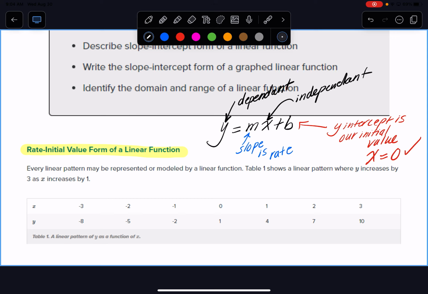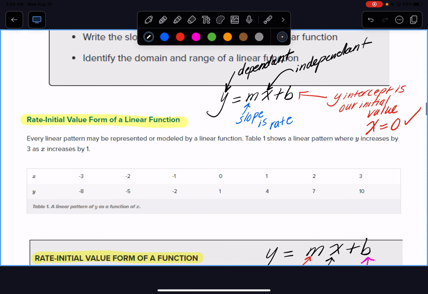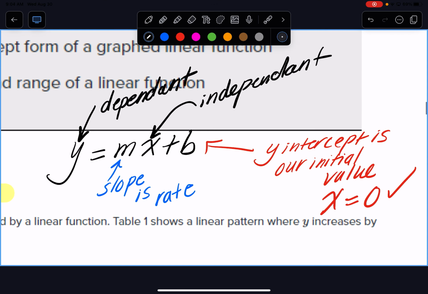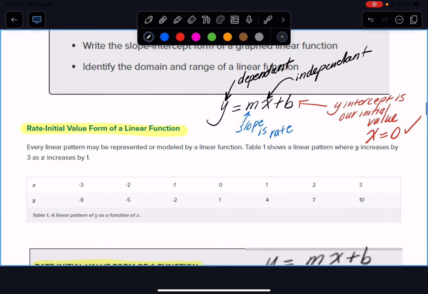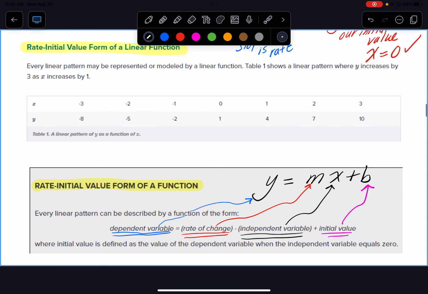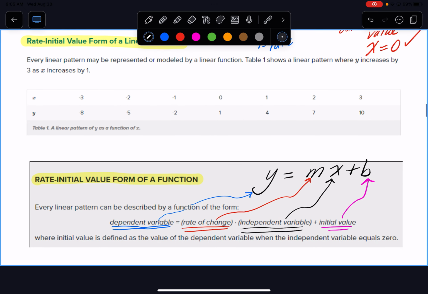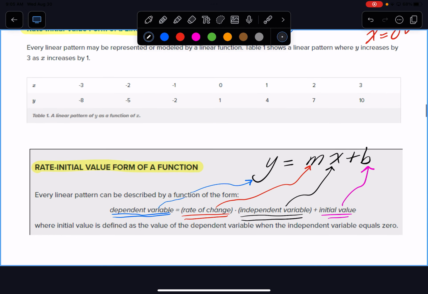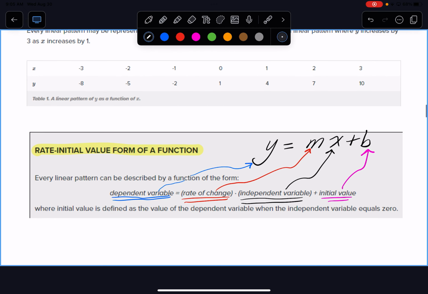So now let's look at our first example. You would not need to write this first example down if you'll just look up here. I'm going to scroll up. Does anyone need more time on this? Okay, so look at this table of values with me. It says it's showing a linear pattern where y is increasing by 3.